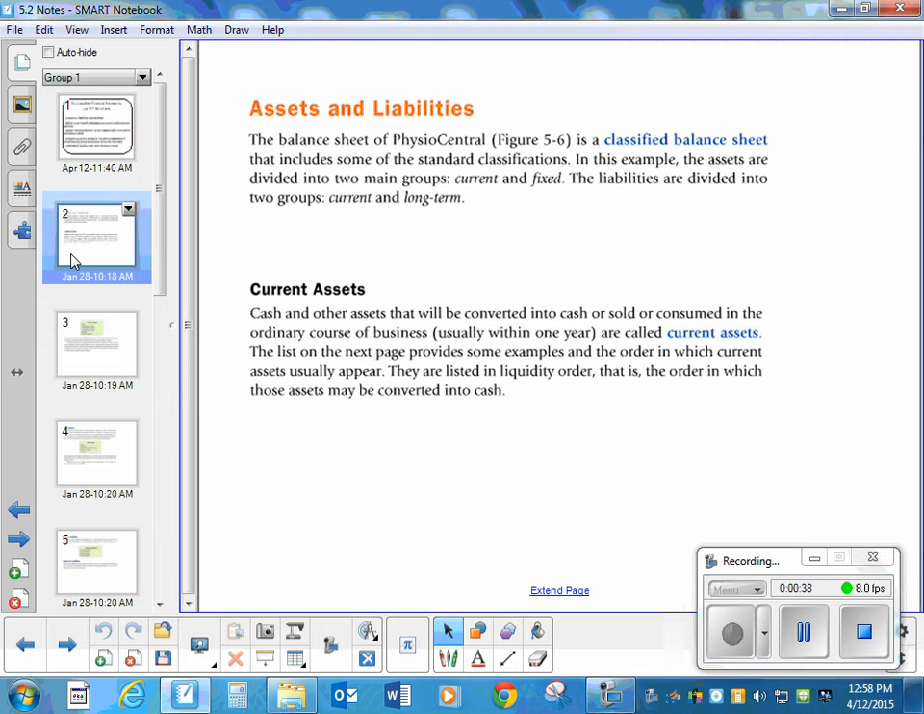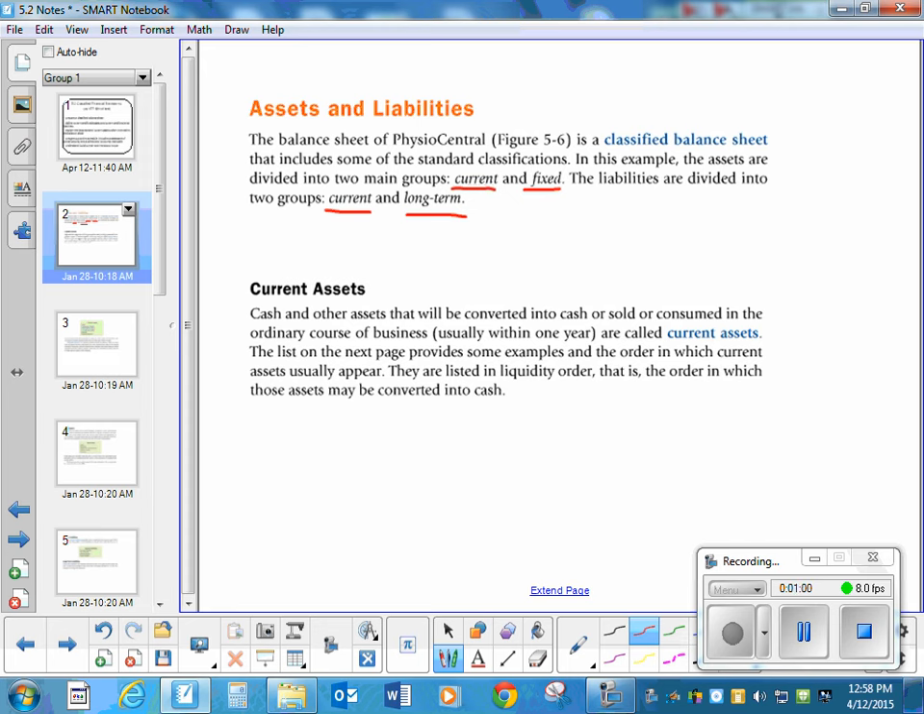Okay, so the balance sheet of Physio Central is a classified balance sheet that includes some of the standard classifications. In this example, the assets are divided into two main groups. We're going to talk about the current and fixed assets. The liabilities are divided into two groups, the current and the long-term.